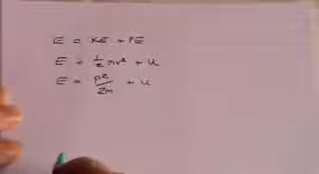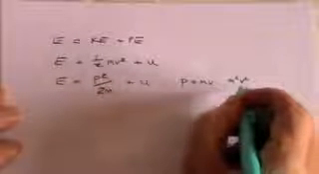We can also write half mv squared as p squared over 2m plus U, because you may recall that p is mv, and therefore p squared is m squared v squared, and if you divide that by 2m, you get half mv squared.